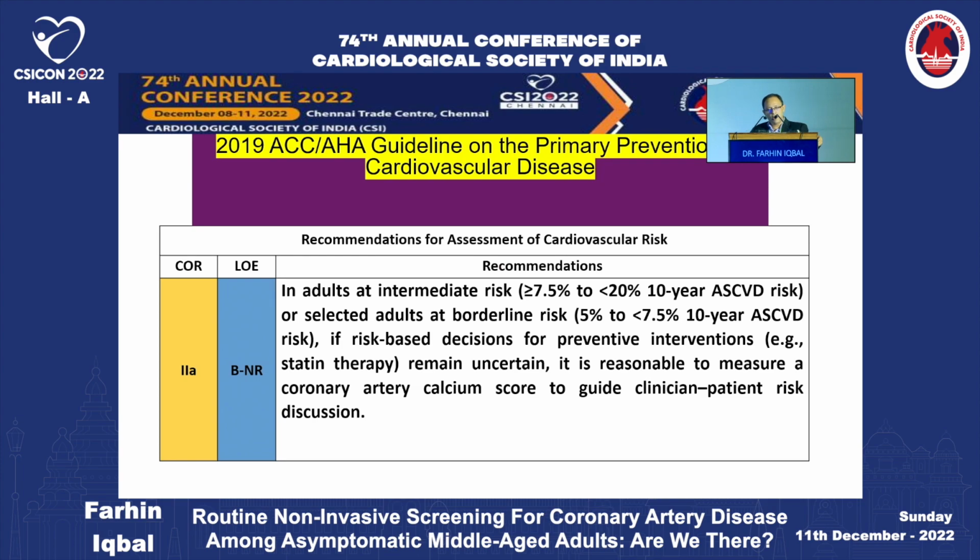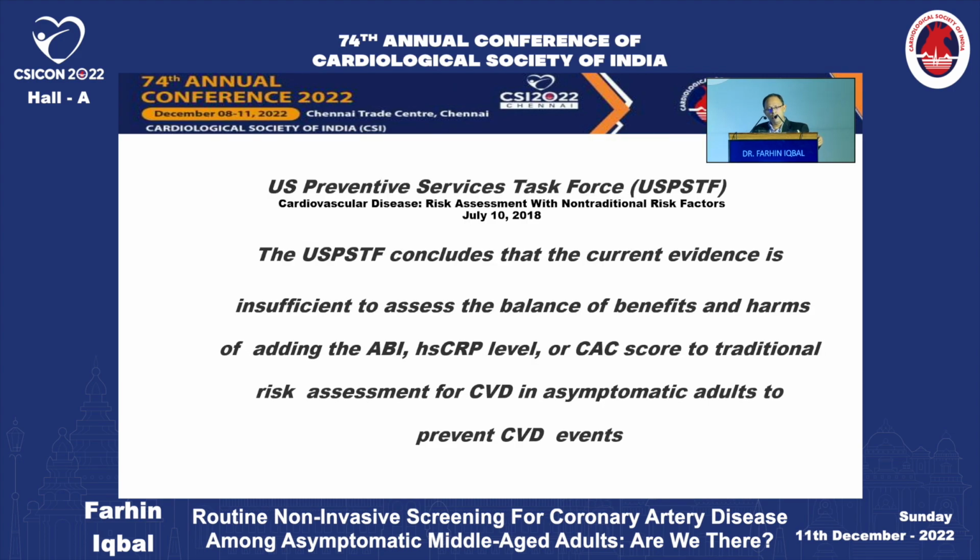The 2019 ACC/AHA guidelines also say that in adults at intermediate risk, here only you should consider using coronary artery calcium to guide clinician-patient risk discussion. This is the US Preventive Services Task Force recommendation of 2018. They recommend against using any modality for screening in asymptomatic adults to prevent CVD events.